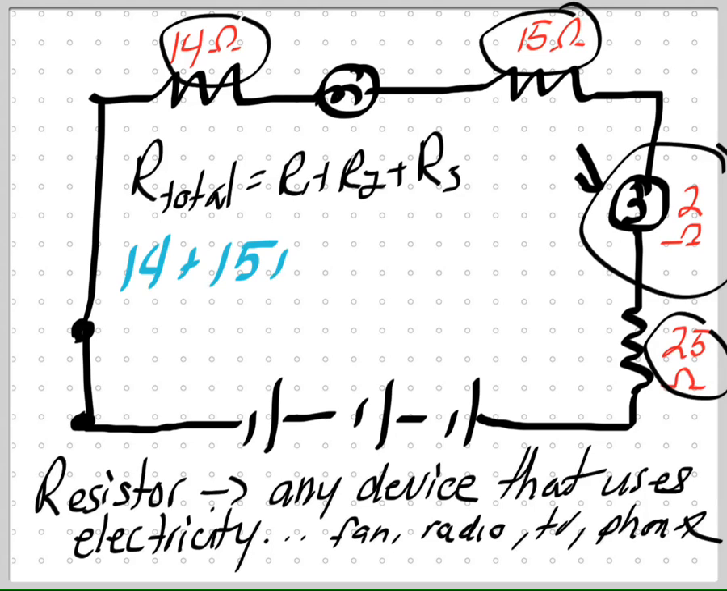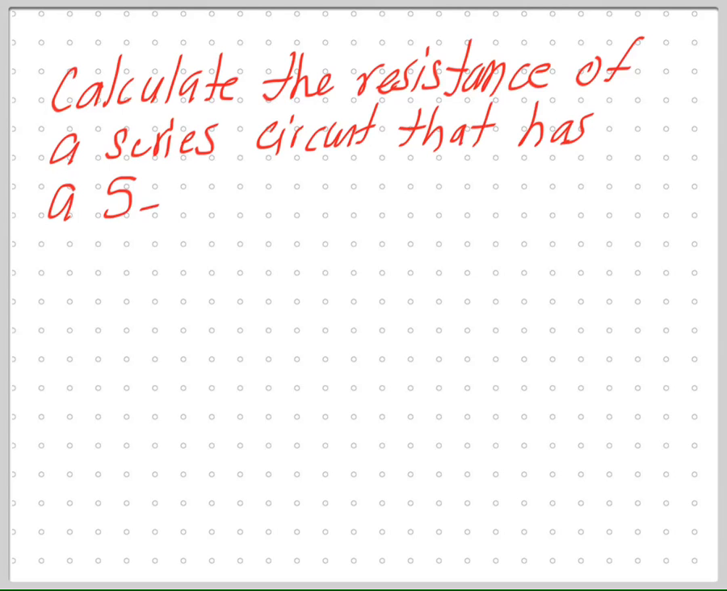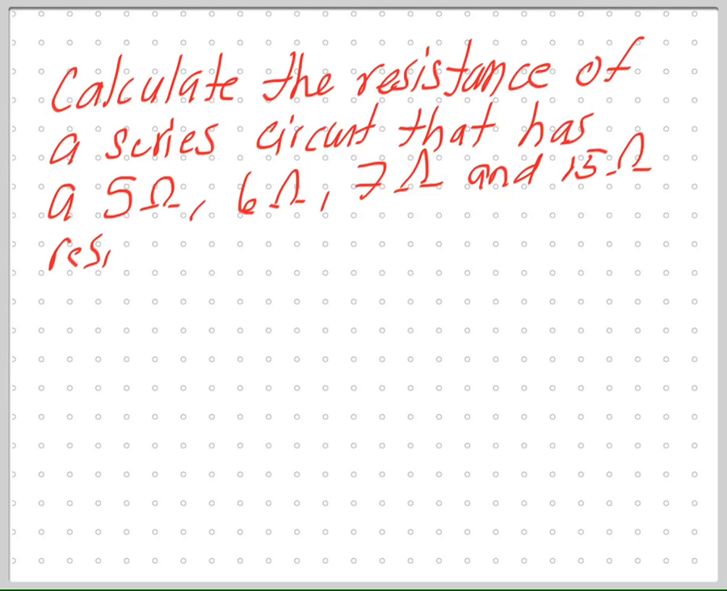So how do you calculate this? You just add them, and your total resistance would be 56 ohms. Series resistors are super easy. Now, let's calculate the resistance in this next one. It's just going really slow. So let's calculate the resistance of a series circuit that has a 5 ohm, 6 ohm, 7 ohm, and a 15 ohm resistor. Let's do it.